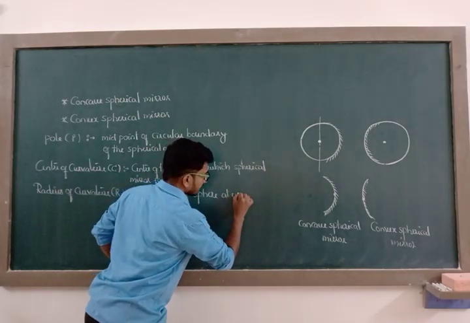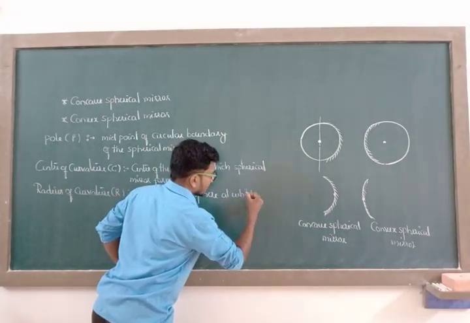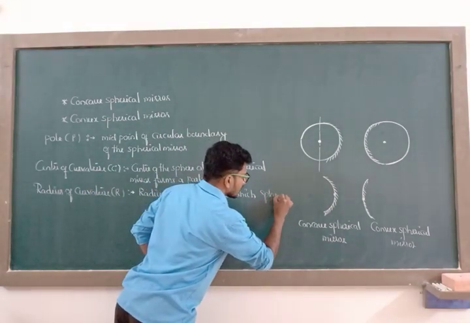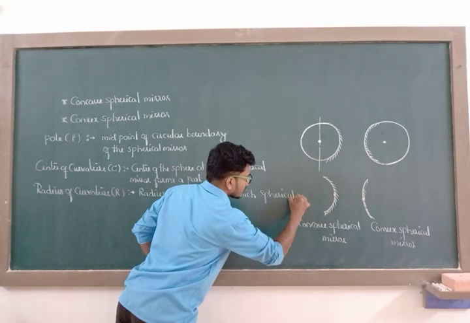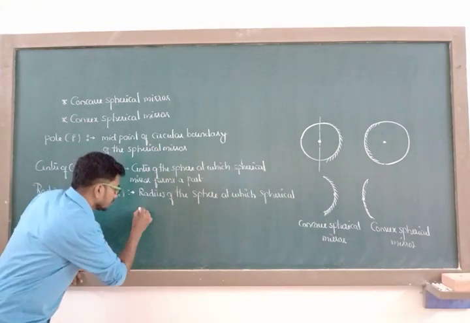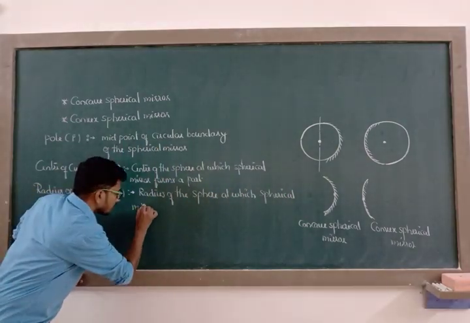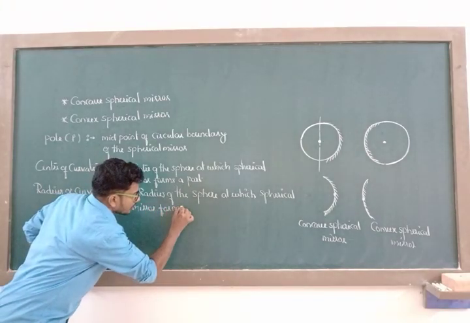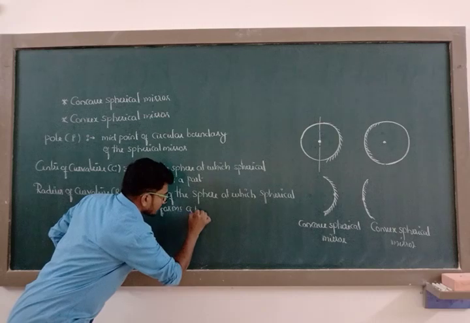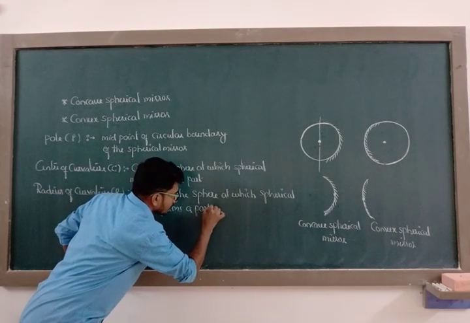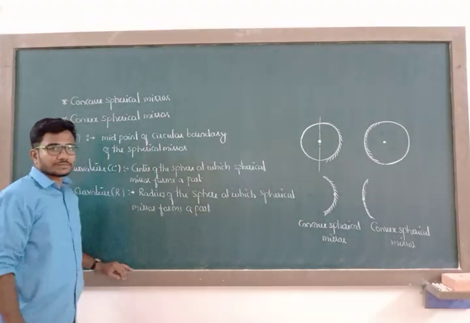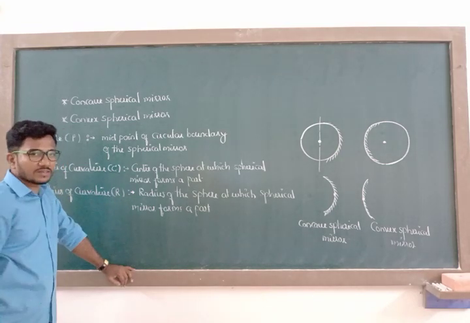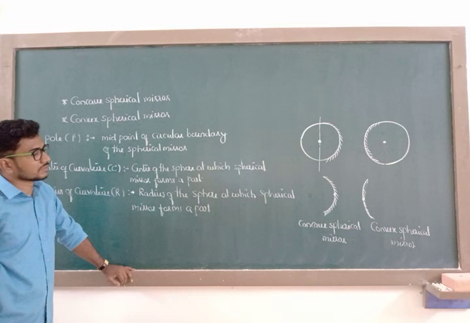at which the spherical mirror forms a part of that sphere. So it is represented by capital R.